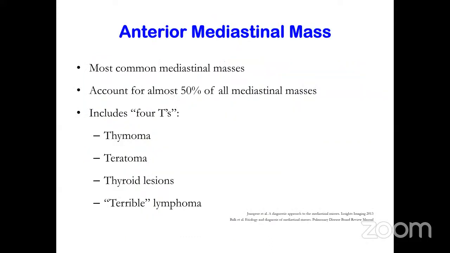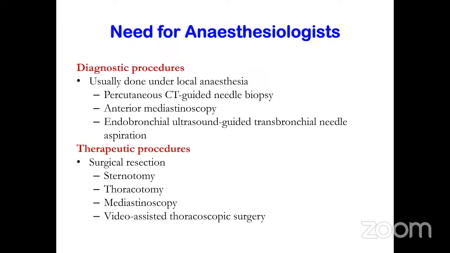These are the 4 tumors that you are usually managing: thymoma, teratomas, thyroid lesions, and terrible lymphoma. Sometimes when you need a biopsy for them and they're obstructing lesions, you need some stenting and so on. As an anesthesiologist, why would you be needed for these patients? Either for a diagnostic procedure, or for definitive or therapeutic procedures.